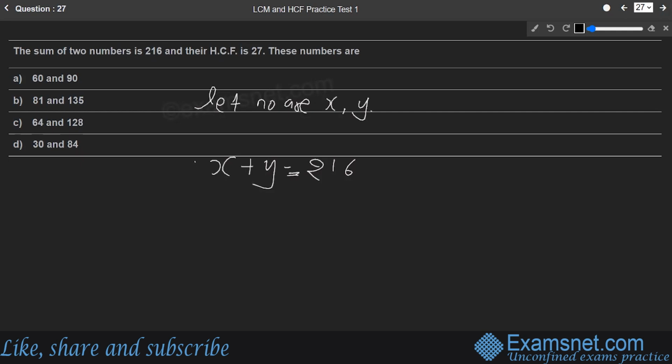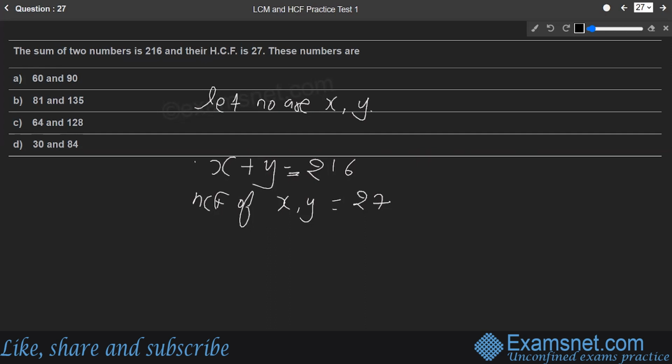Now let us take one more thing. The next thing he has said is the HCF is 27. The HCF of x and y, he has said, is 27. So clearly, when the HCF is 27, those two numbers will be multiples of 27 only. So let us use this fact. The numbers can be multiples of 27, and x plus y is going to be a multiple of 27. This is what we're going to use to solve this particular question.